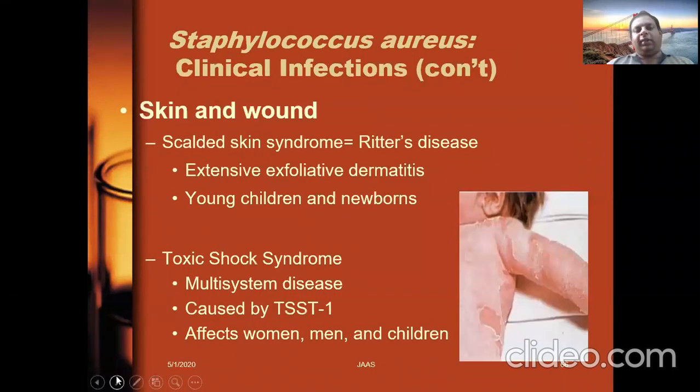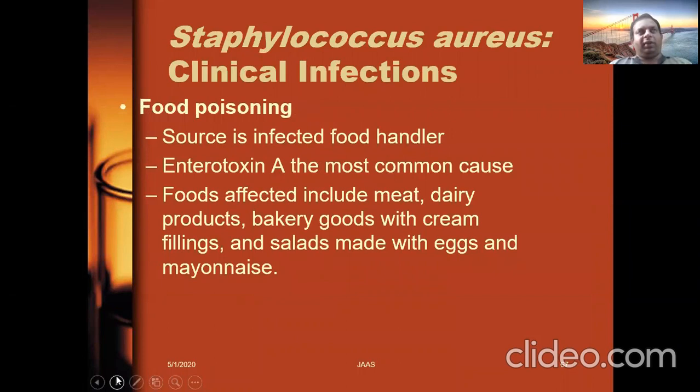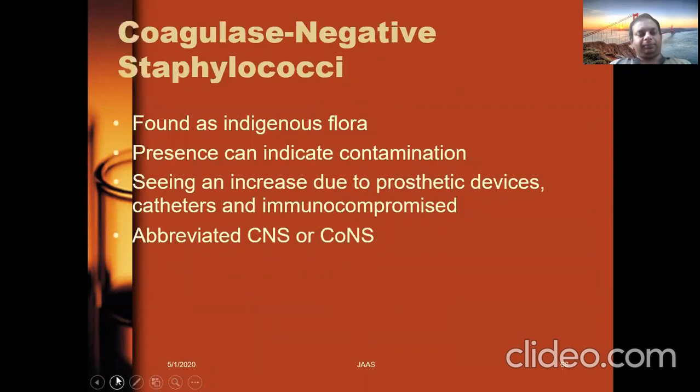Scalded skin syndrome is another entity. It's common in children, with extensive exfoliative dermatitis in young children and newborns. It's termed Ritter's disease. And toxic shock syndrome is a multi-system disease caused by toxic shock syndrome toxins, affecting mainly women, children, and also men. Food poisoning, I said, there are enterotoxins, enterotoxin A, which cause it mainly. The foods affected include meat, dairy products. The source is infected food handling.